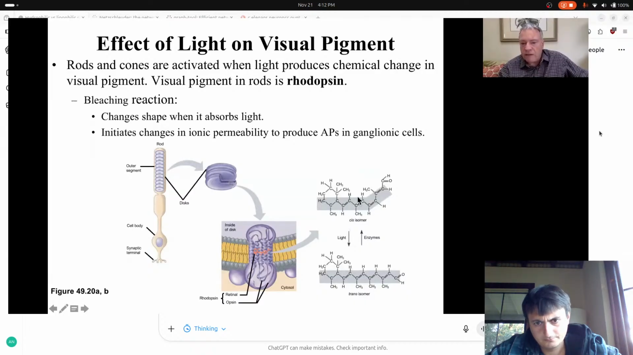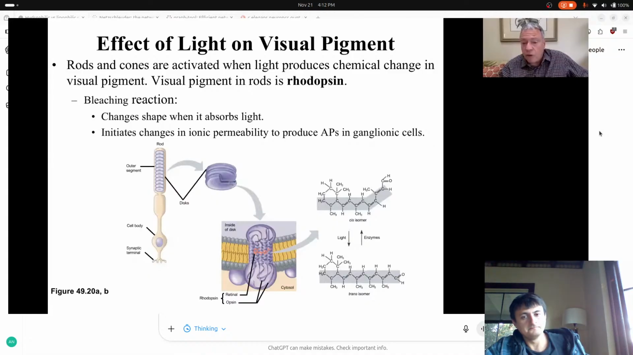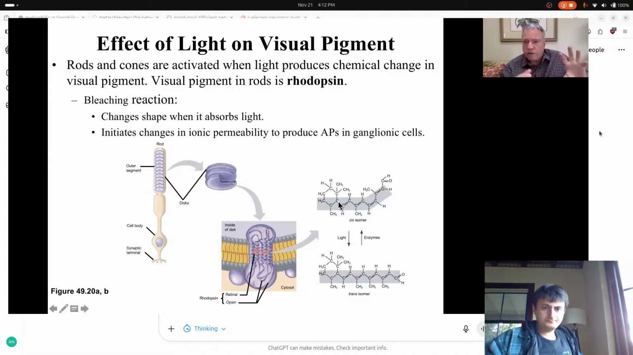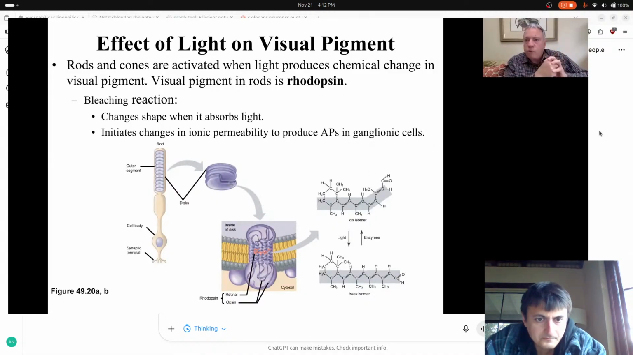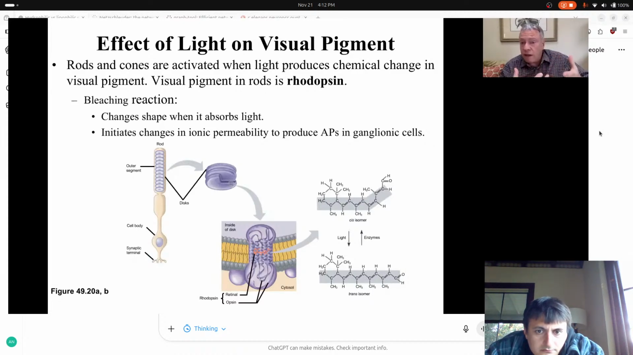There are proteins that this pigment is bound to, called opsins. It's like binding to a chemical receptor, only you're already bound to it, and this ligand is now changing shape. When the ligand changes shape, the protein changes shape. When the protein changes shape, it can regulate ion gates. So how ingenious is that?